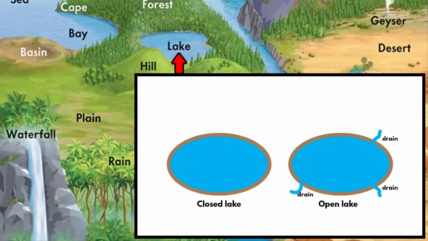All lakes are either open or closed. If water leaves a lake by a river or other outlet, it is said to be open. All freshwater lakes are open. If water only leaves a lake by evaporation, the lake is closed. Closed lakes usually become saline or salty. This is because as the water evaporates, it leaves behind solids, mostly salts.